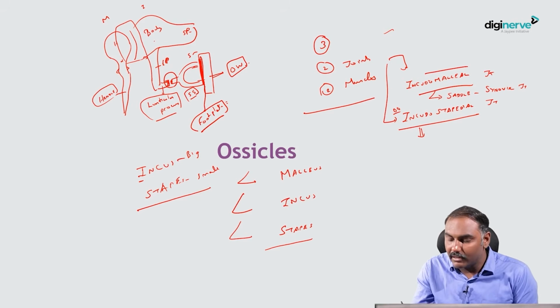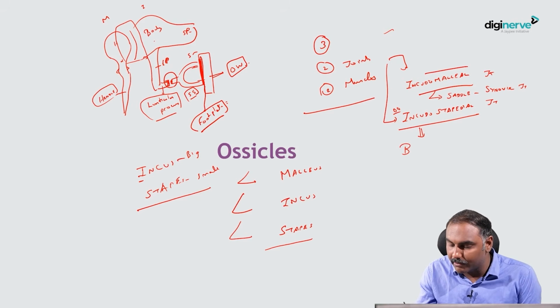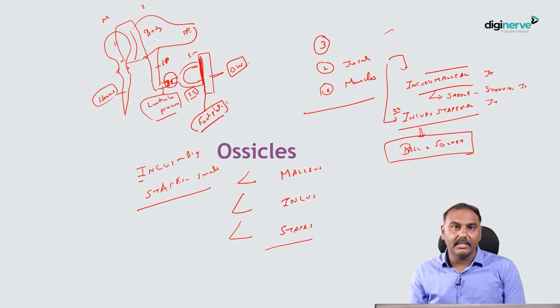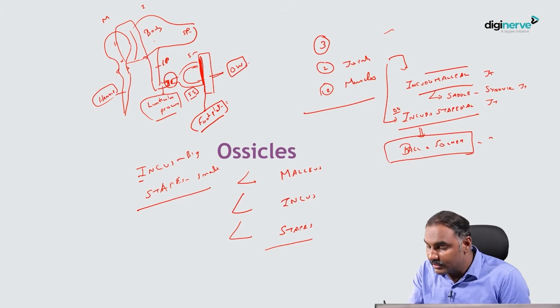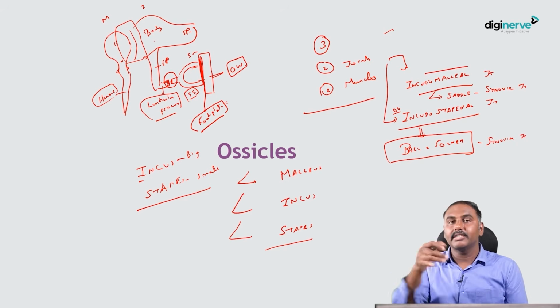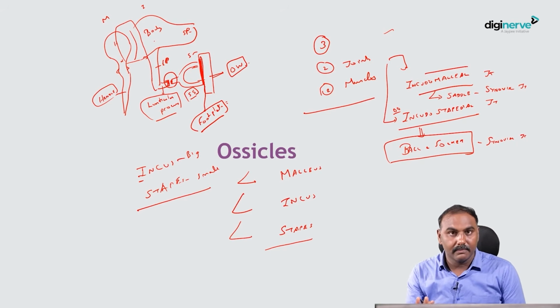So this is a kind of ball and socket type of synovial joint. Very important MCQ. What type of joint is this? This is a ball and socket type of synovial joint. So both are synovial joints. That is a saddle type of synovial joint. This is a ball and socket type of synovial joint.